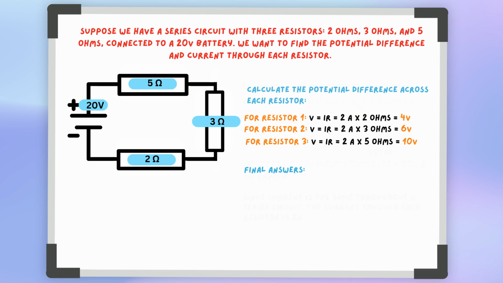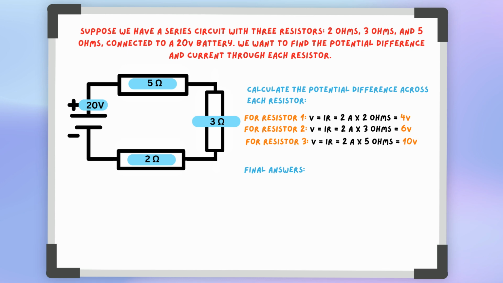Now calculate the potential difference across each resistor. For resistor 1, V equals IR, which equals 2 amps multiplied by 2 ohms, giving us 4 volts. For resistor 2, V equals IR, which equals 2 amps multiplied by 3 ohms, giving us 6 volts. For resistor 3, V equals IR, which equals 2 amps multiplied by 5 ohms, giving us 10 volts.